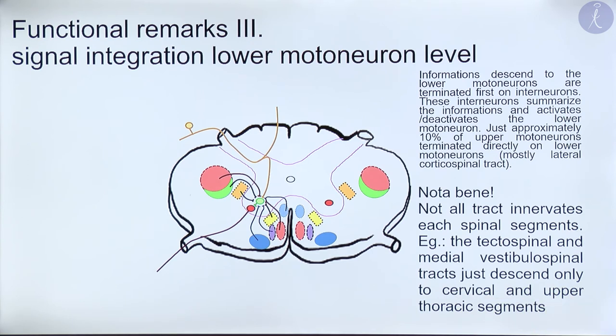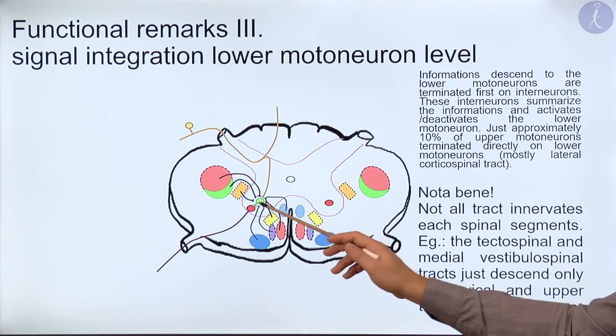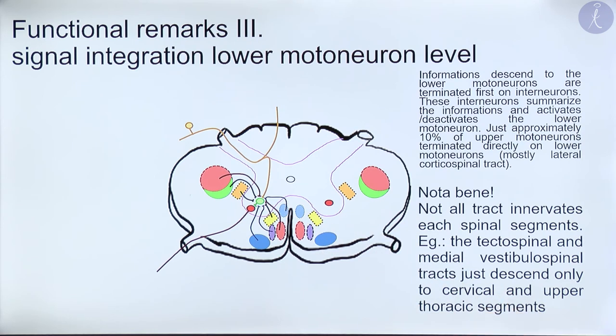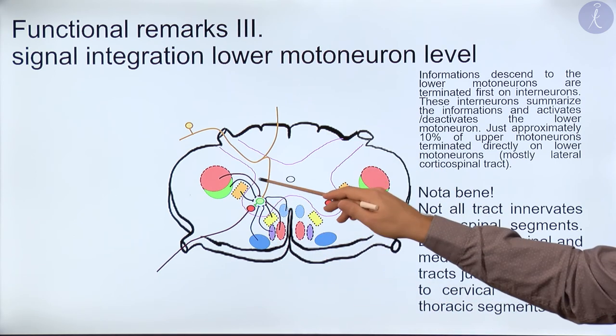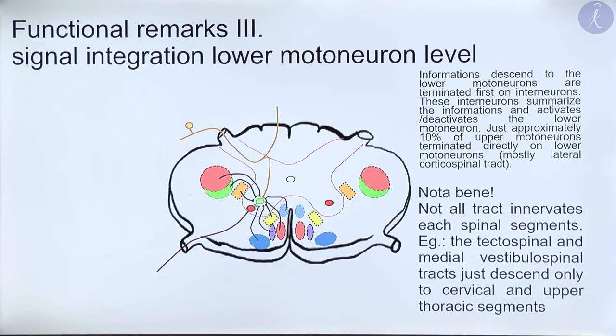On one motor neuron, thousands of synapses you could find, and this integration helps to decrease the amount of information which would terminate on the motor neuron. So it makes the decision easier, since several tracts may stimulate, meanwhile others would like to deactivate some group of muscles, and of course the summarized effect of them will be the final effect.